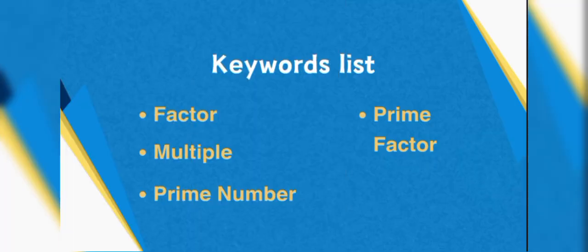So on our keyword list, we have factor, multiple, prime number, and prime factor. Under this section, the goal is for us to know the meaning of these words and know how they function, what they are.